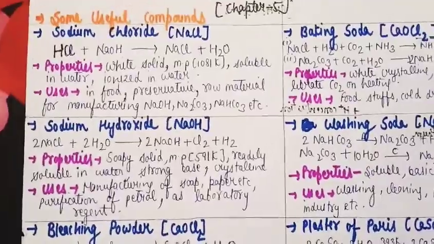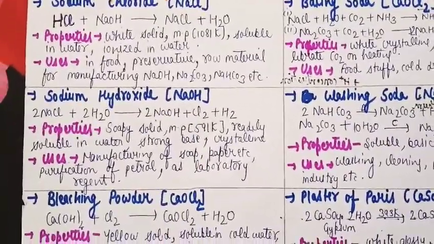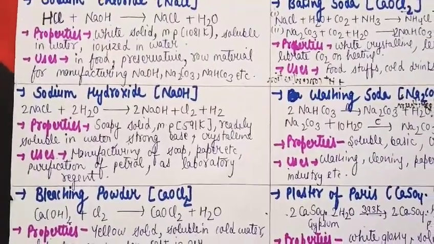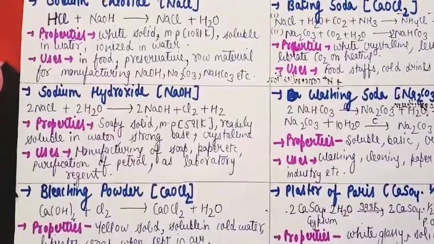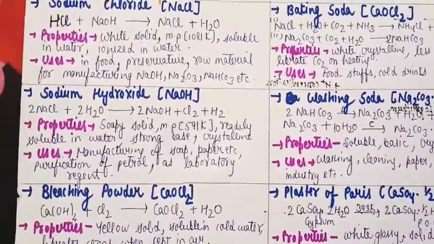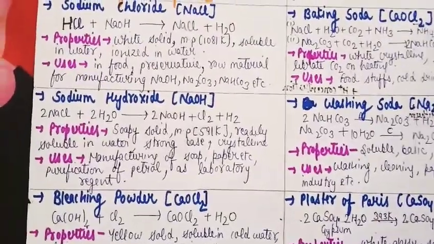And what are the uses? It is used in the manufacturing of soap, paper, the silk industry, and other chemical industries. It is used in the metallurgy of bauxite. It is used in the purification of petroleum. It is used in the manufacturing of fat and oil. It is used as a laboratory reagent. These are some of the common uses of sodium hydroxide.